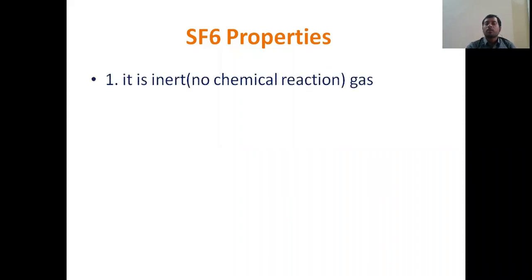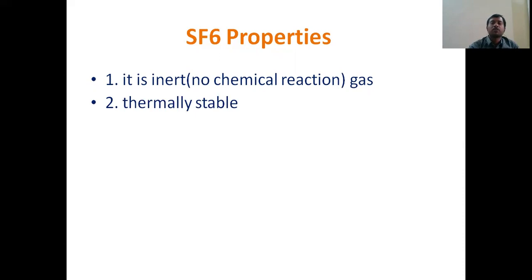So the first property of the SF6 gas is it is an inert gas. Inert gas is nothing but whenever the gas reacts with any flammable fires, it won't give any chemical reaction. For example, if LPG gas is in contact with the fire, then a huge blast will take place and more fire will take place with the LPG gas. But unlike LPG gas, this is an inert gas. Inert gas is nothing but with this gas, no chemical reaction will take place.